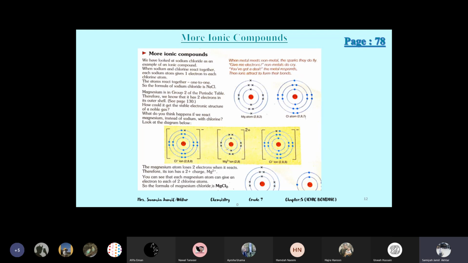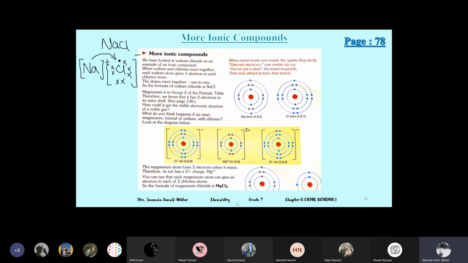We have looked at sodium chloride as an example of an ionic compound. When sodium and chlorine react together, each sodium atom gives 1 electron to each chlorine atom. We discussed sodium chloride in the last class. Sodium has 1 extra electron which it will give to chlorine. Chlorine has its 7 electrons and 1 electron of sodium. So sodium will get a positive charge and chlorine will get a negative charge. This is sodium chloride, NaCl.